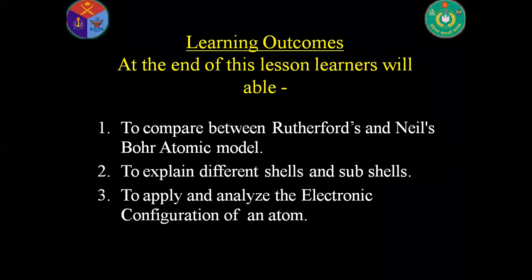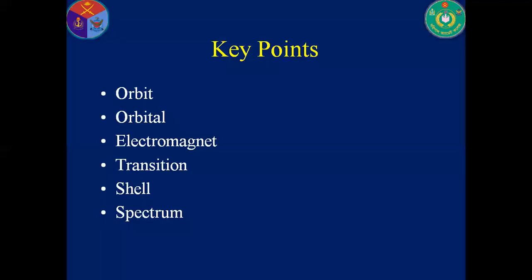At the end of this lesson, you will be able to compare the models of Rutherford and Bohr, explain different shells and subshells and energy levels, and apply and analyze the electronic configuration of atoms. Key points of this lecture today: orbit, orbital, electromagnet, transition, shell, and spectrum.